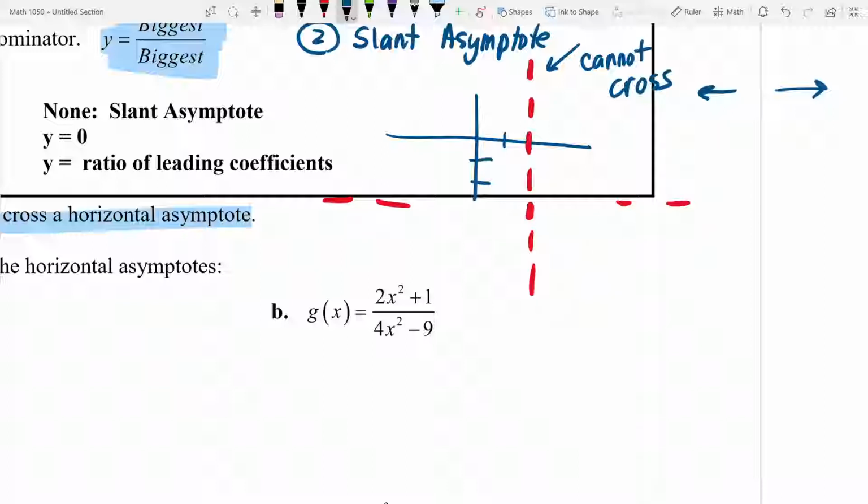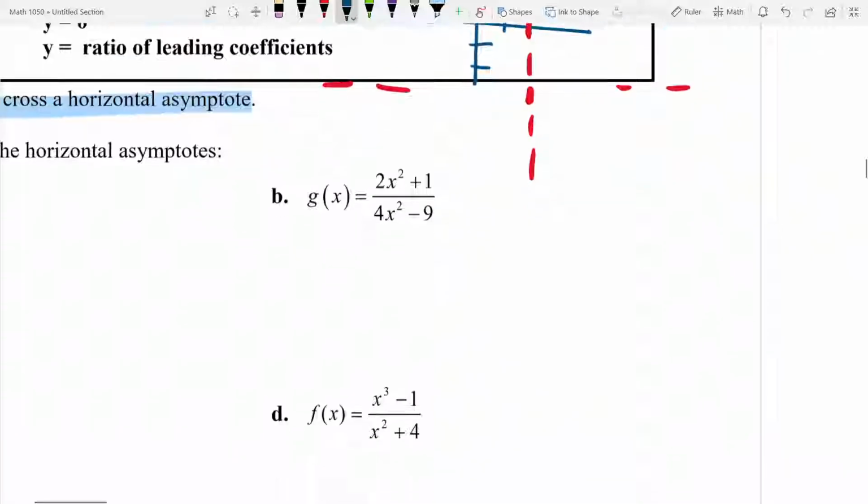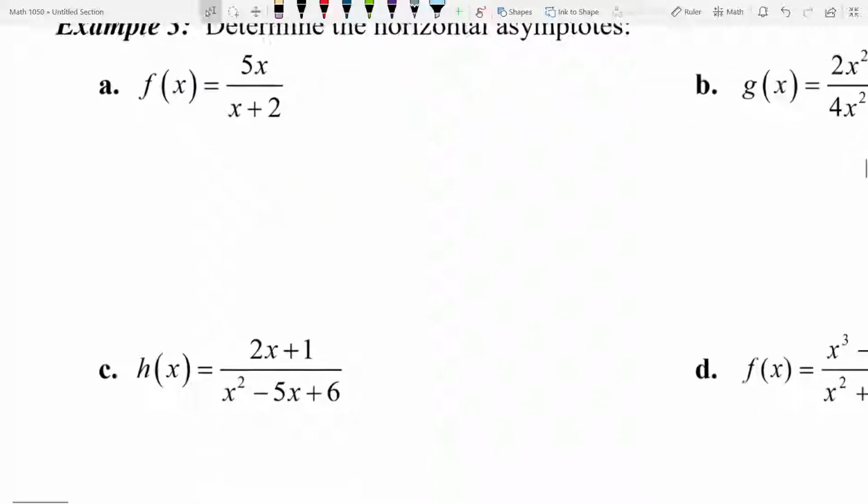As x gets big, it goes that way. That's what it looks like. Who says I understand? Raise your hand. Let me see. Do a big raise. Okay, good. Here we go with question A.